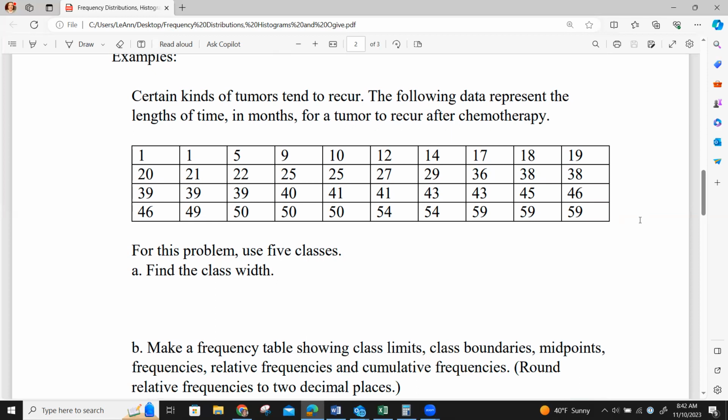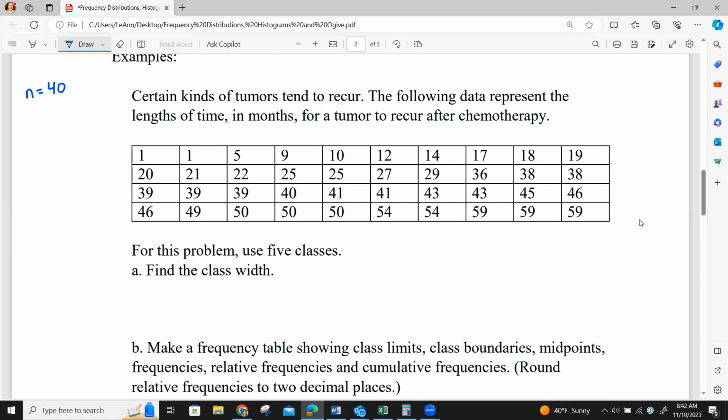Quick thing to note, you should always know how many total items are in your list. So this is 1, 2, 3, 4, by 1, 2, 3, 4, 5, 6, 7, 8, 9, 10. So it looks like we have 40 as our N. I'm going to just write that down. We'll need that when we do relative frequency.